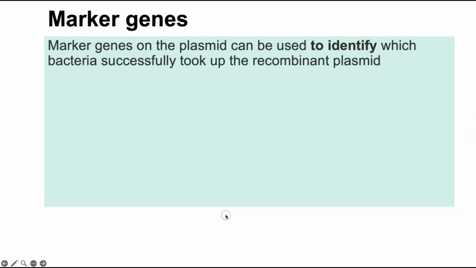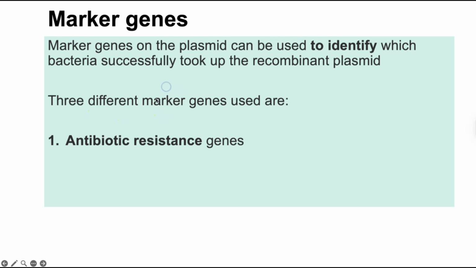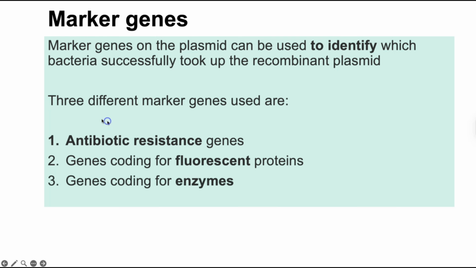And that's done using something called marker genes. Marker genes are on the plasmid and used to identify which bacteria have taken up the plasmid. There are 3 marker genes that are typically used: genes coding for antibiotic resistance, genes coding for the creation of proteins that fluoresce, so they go bright yellow or green, particularly under UV light, and genes coding for enzymes that can catalyze reactions causing colour changes.